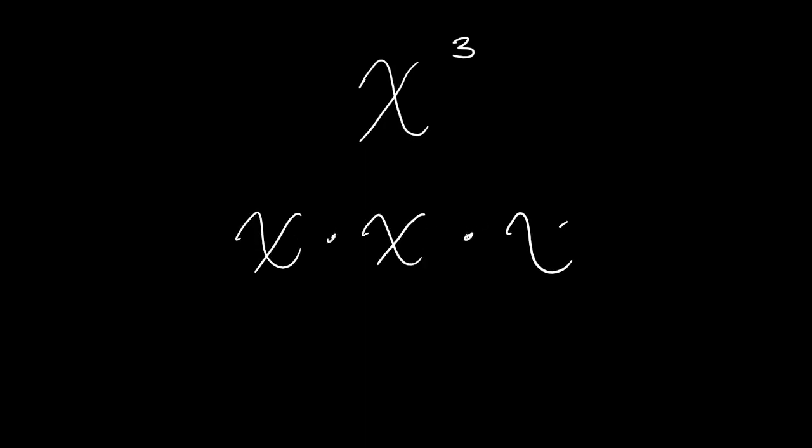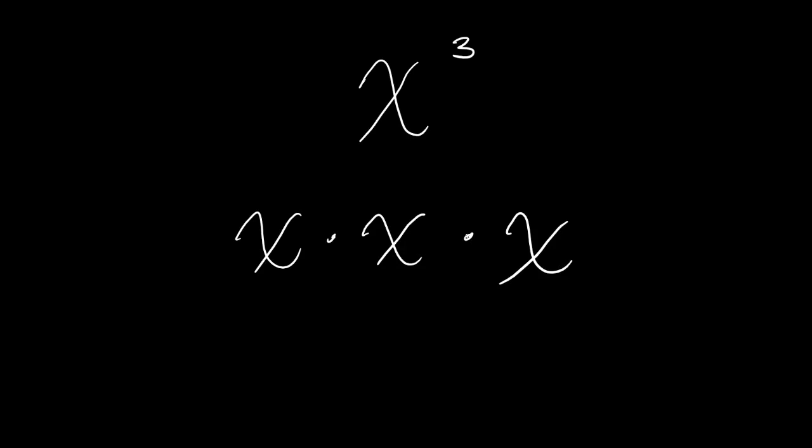Okay, what about x to the third? Can you write that out? Well, that's equal to x times x times x. That's what x to the third means. And we've done this in our geometry unit as well. Radius squared, that's r times r. Radius cubed, that's r times r times r.